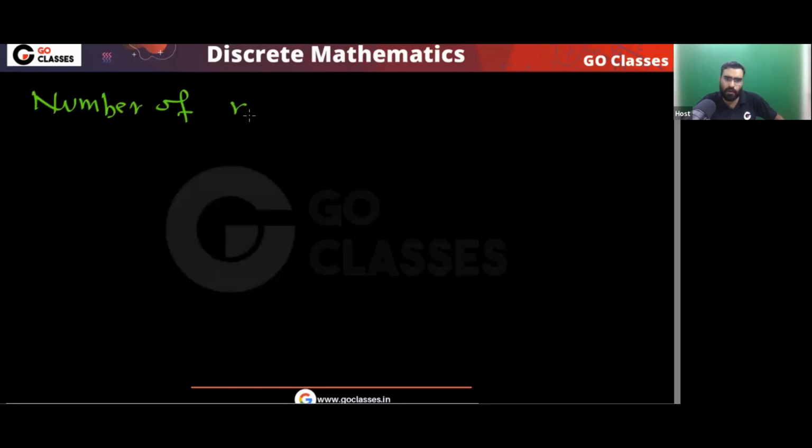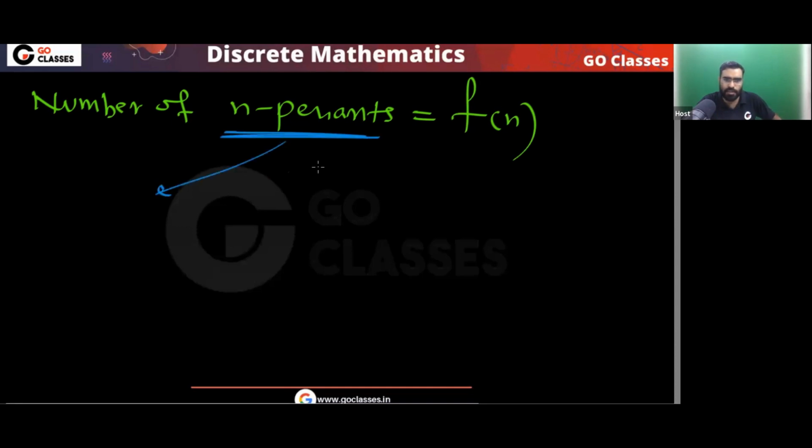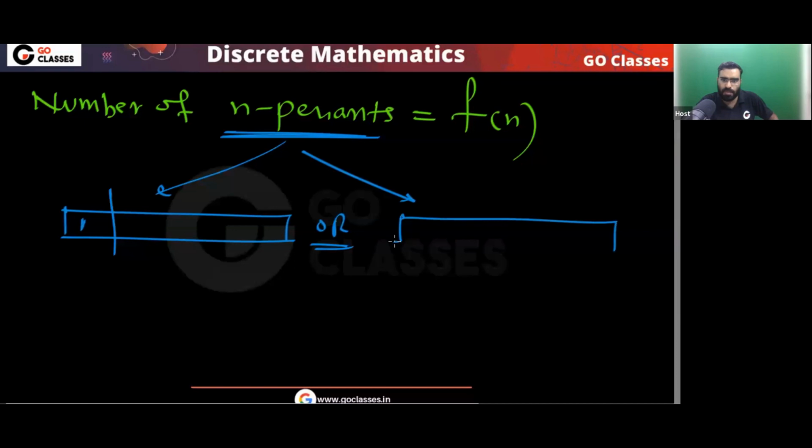So let's assume the number of n-pennants is equal to f of n. If I want to create n-pennants, there are 2 ways. Either I can start with 1, or I can start with 2.